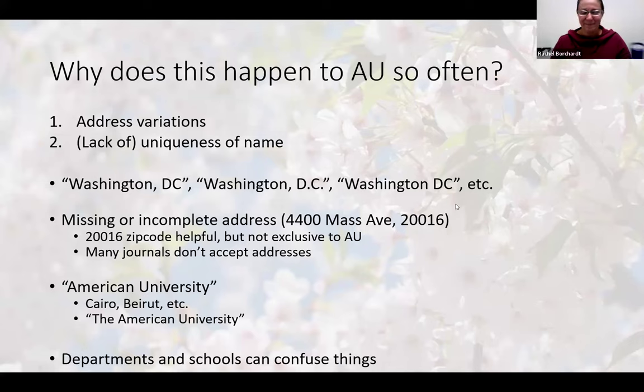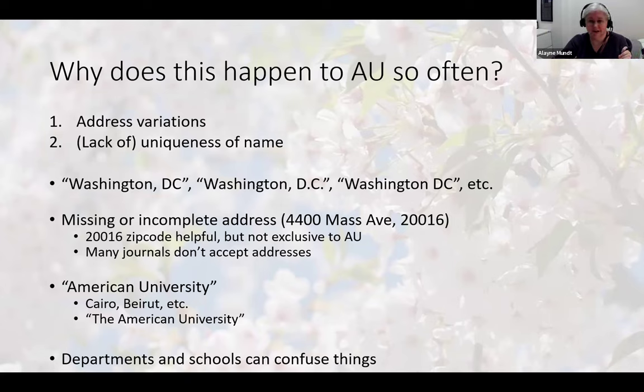Okay, so why does this happen to AU so often? Partially because American University is American University, and also because American University is in Washington, D.C. American University is, we'll say, rather generic. There are many other institutions around the world called American University, American University of Cairo, American University of Beirut, et cetera. And then also Washington, D.C., because Washington, D.C. is not a state. It is not always included in a list if you are submitting a publication to a publisher; DC cannot be considered a state. So it messes things up, also because of variations in Washington D period, C period. The algorithms can be a little finicky, District of Columbia, et cetera.